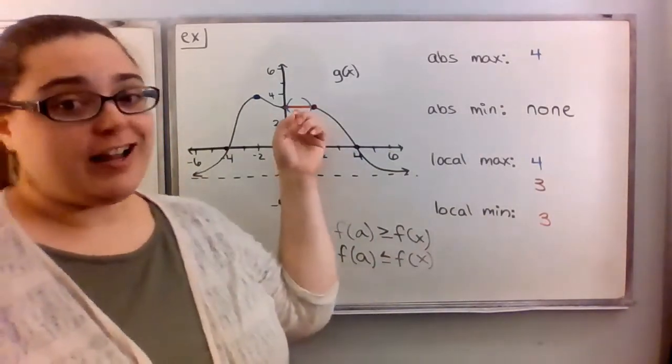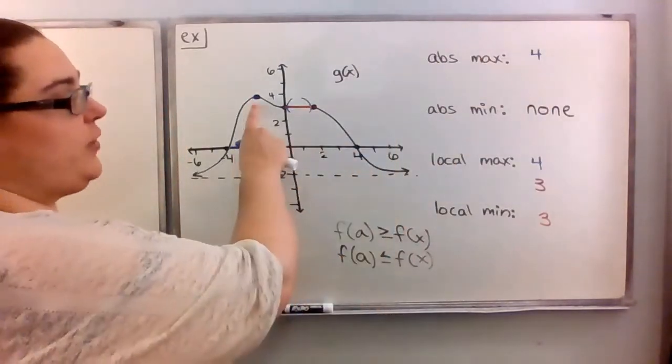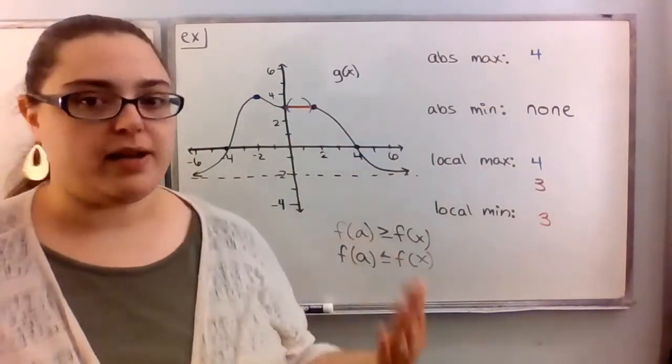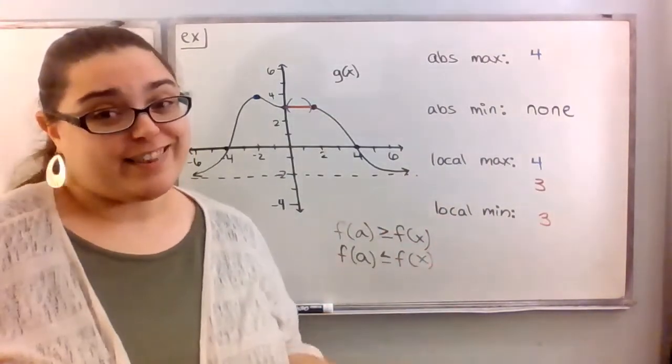If this function never got any higher than that, it could also have been the absolute max, but this function did go a little bit taller. So the absolute max did not happen on that constant interval, but it could have, there's nothing to prevent it.